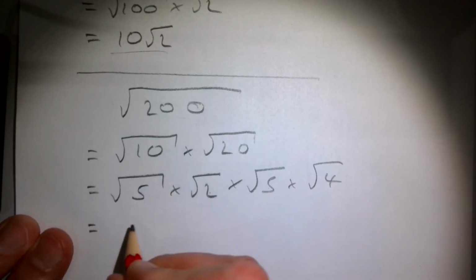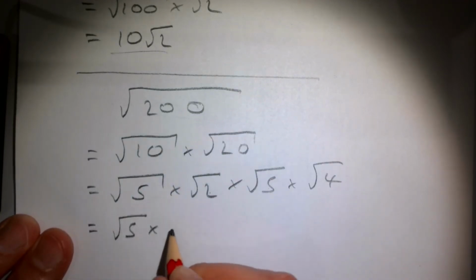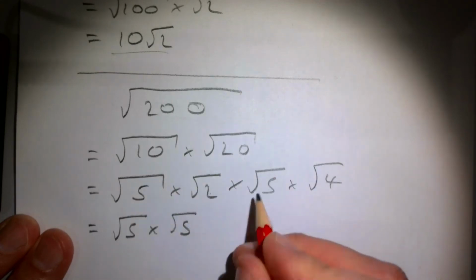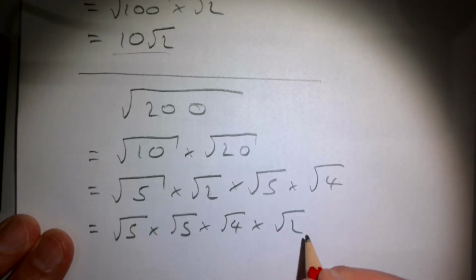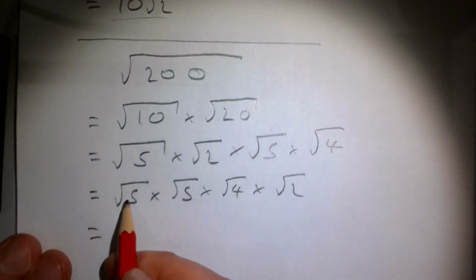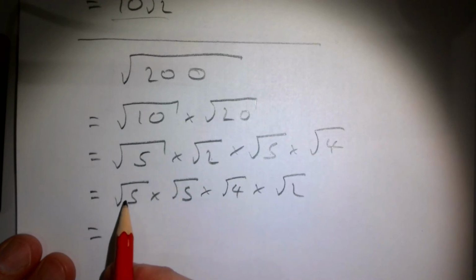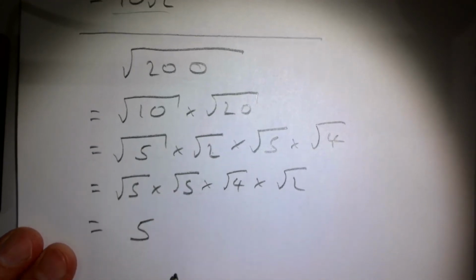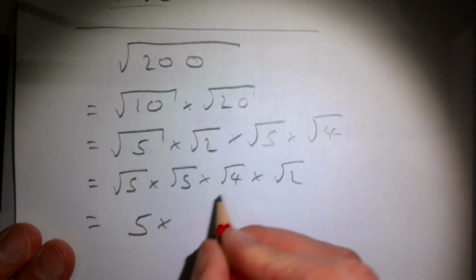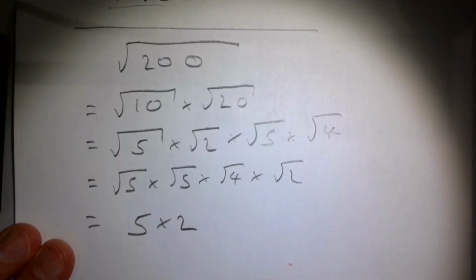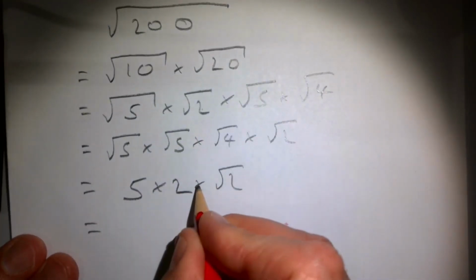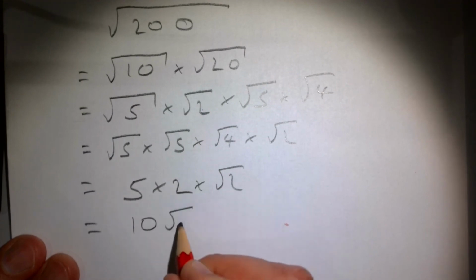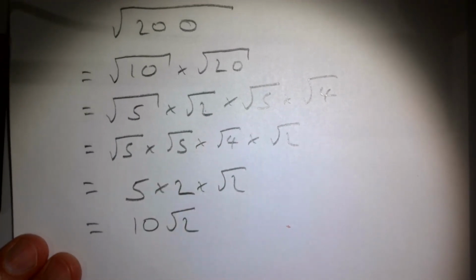Let's rewrite that. The square root of 5 times the square root of 5, just rearranging this, times the square root of 4 times the square root of 2. The square root of 5 times the square root of 5 is the same as the square root of 25, which is just 5. The square root of 4 is 2, times root 2. 5 times 2 is 10. And the answer then is 10 root 2. So we did get there eventually.